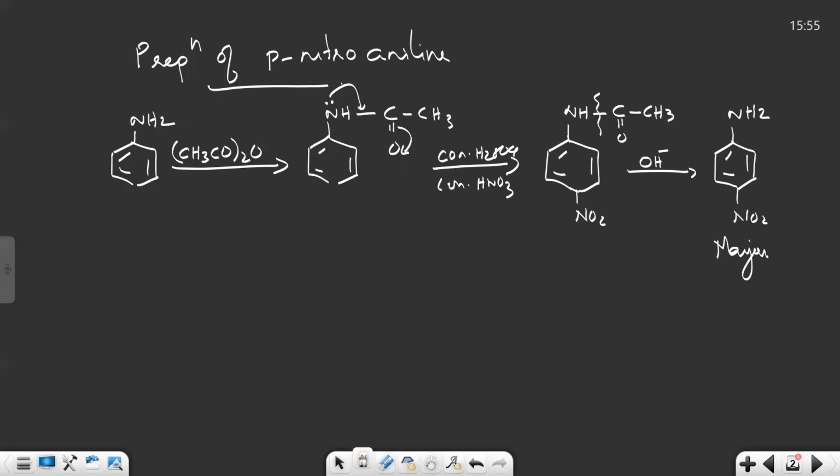So now the reactions to be done: first we need to acetylate it. What is the need for acetylation? By doing acetylation, we make the lone pair of electrons over this nitrogen busy with the carbonyl group. So the availability of this lone pair of electrons for protonation is less, or this reaction does not take place, or the reaction is less. So the amount of meta-nitroaniline formed will be very less.